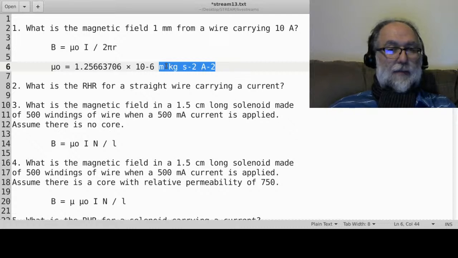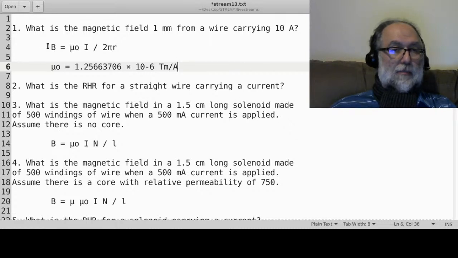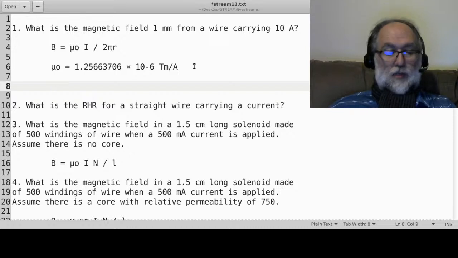Okay, they really spelled out the units, but the way we should probably think about this is in terms of Tesla meters per amp. That's because magnetic field is in Teslas, and the I there will carry units of amps, which will cancel the amps in the denominator, and R is in units of meters, which will cancel the meters there. Okay, so now we're ready to do the problem.